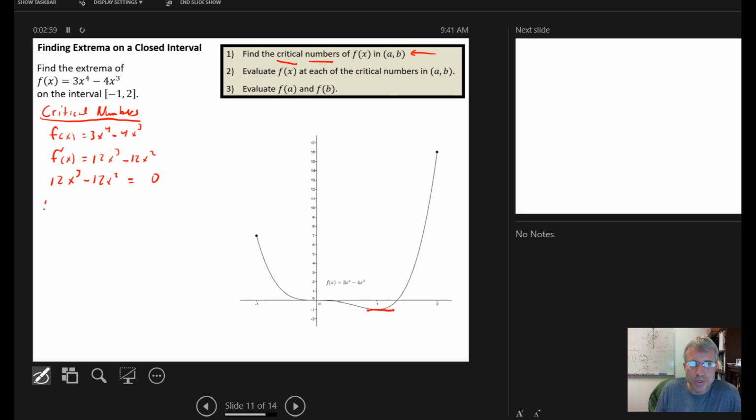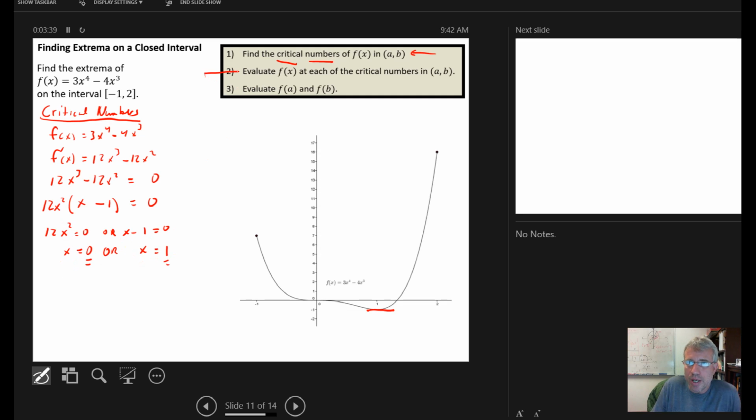If we look at this, we'll see that we can factor it as 12x squared times x minus 1 equals 0. Then using the zero product property, that tells us that 12x squared equals 0, or x minus 1 equals 0. So x equals 0, which is a repeated root. And x minus 1 equals 0 when x equals 1. Sorry, that's horrible algebra there. So either x equals 0 or x equals 1. Those are our critical numbers.